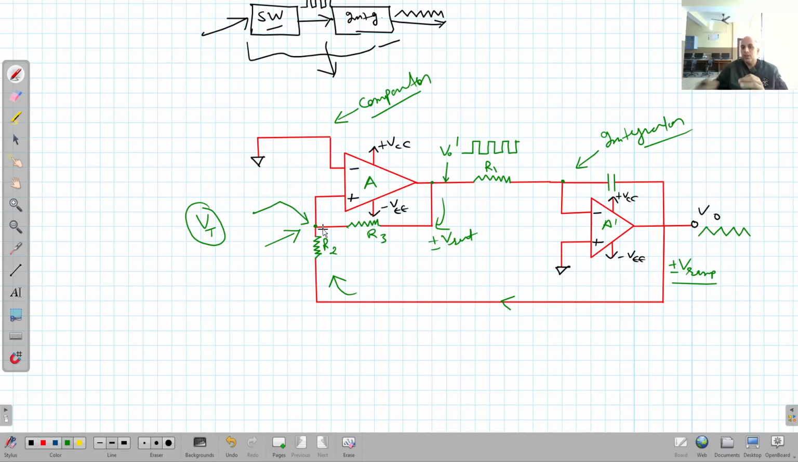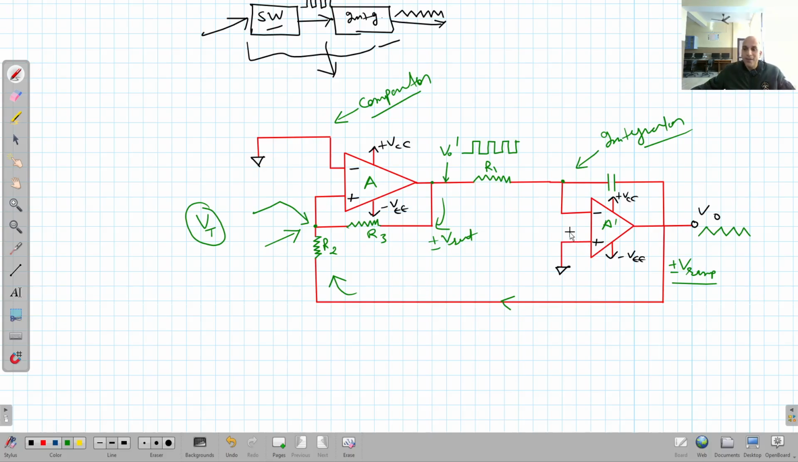Now you can see this terminal of the op-amp is at ground, which means the potential at this terminal is 0. If this terminal is slightly positive as compared to this terminal, then the output will be in positive saturation. Suppose when the circuit is switched on, the output was in positive saturation.